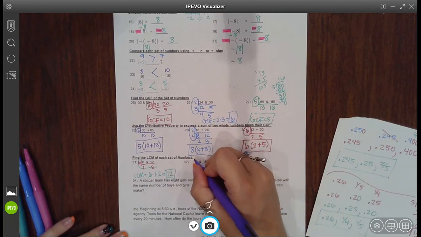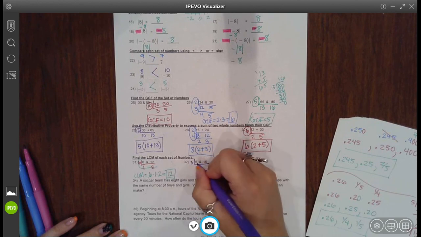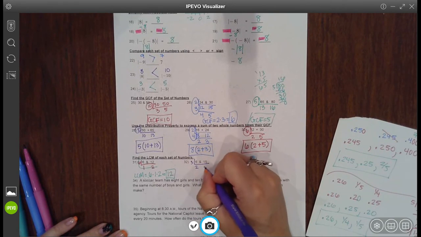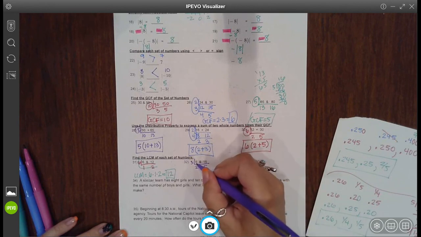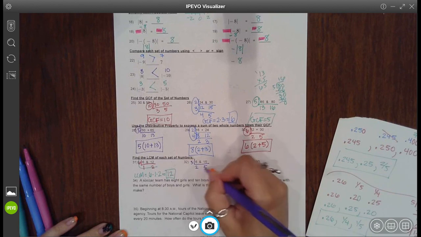Okay, but again, I can still use the same method to find them. I start with my ladder. 3 goes into both 6 and 15. 3 goes into 6 twice. 3 goes into 15 5 times. 3 times 2 is 6. 3 times 5 is 15. Yep. Can 2 and 5 have anything in common?